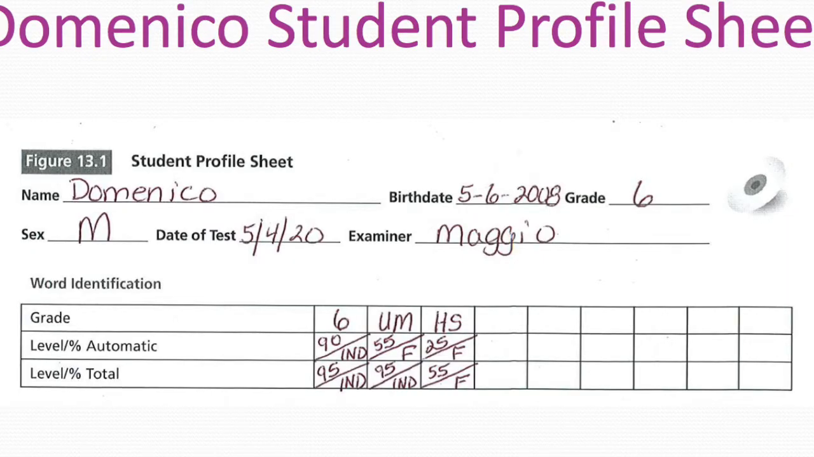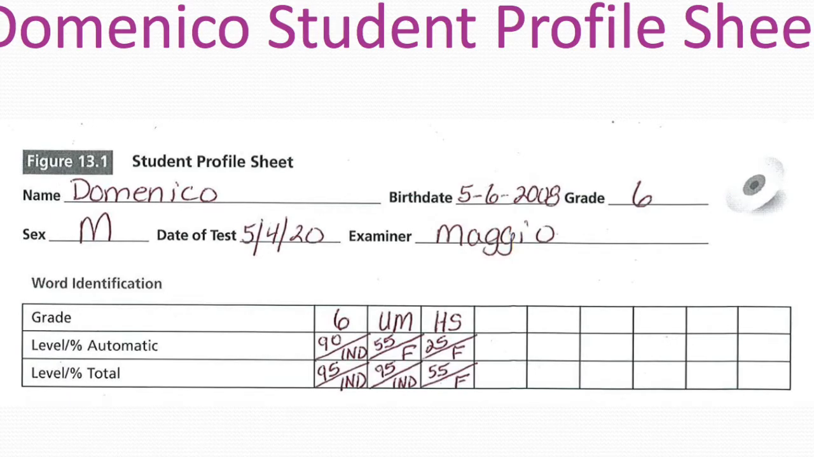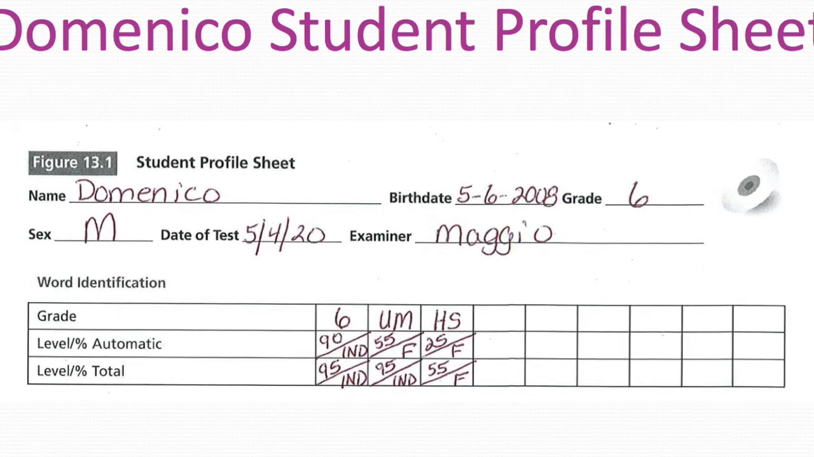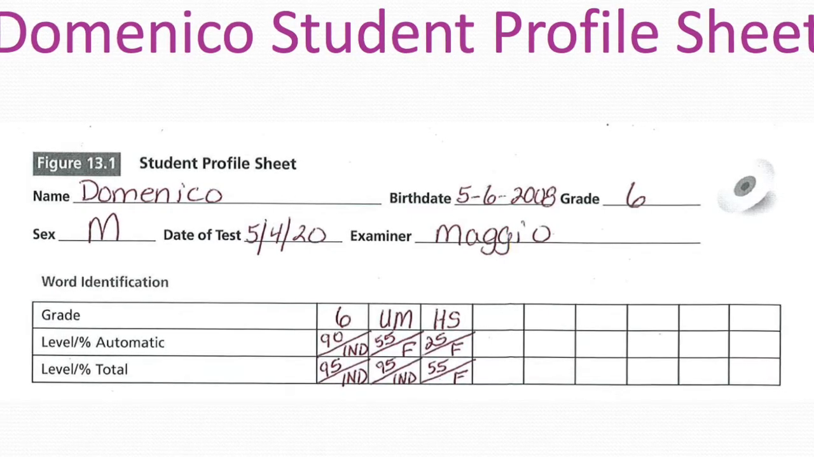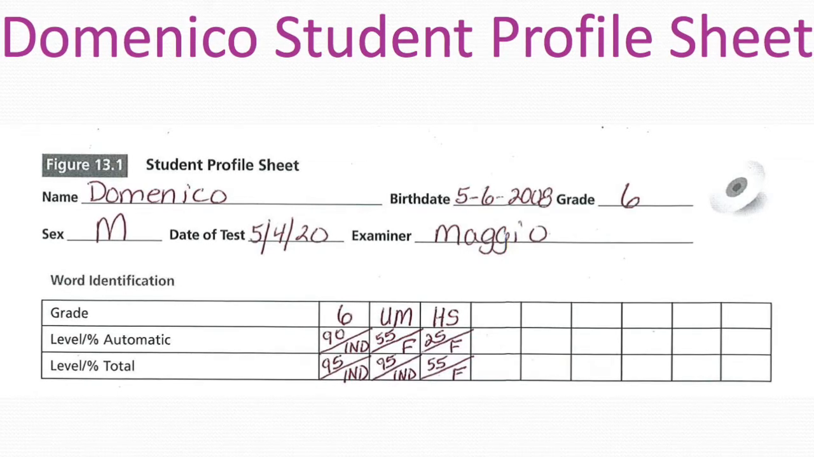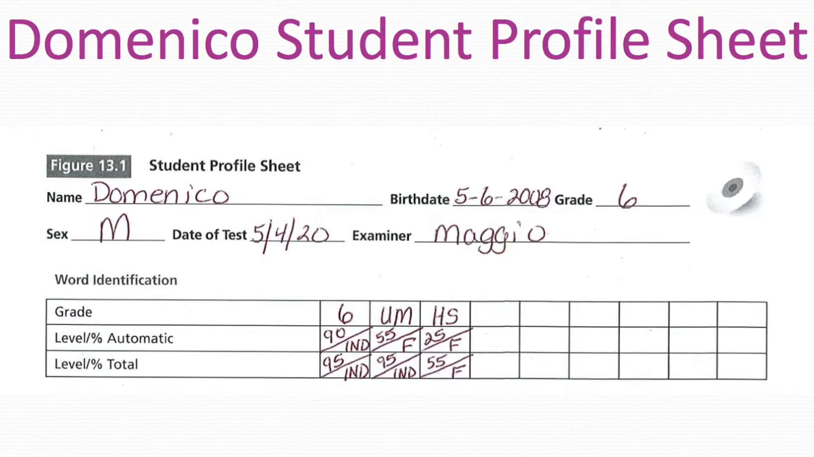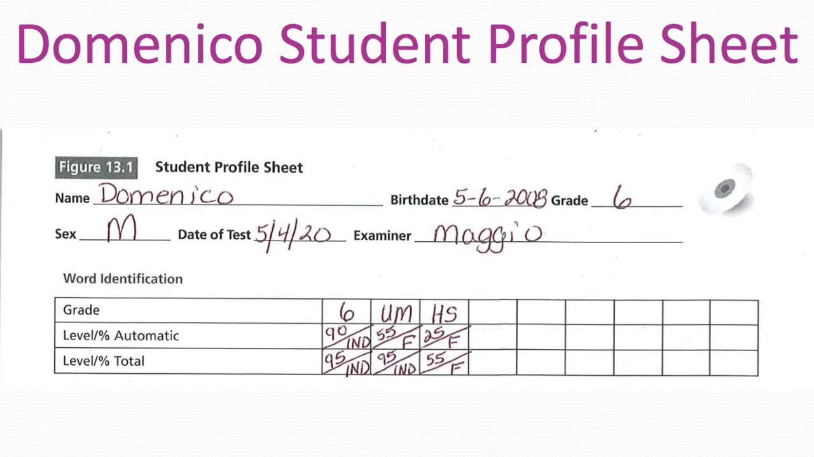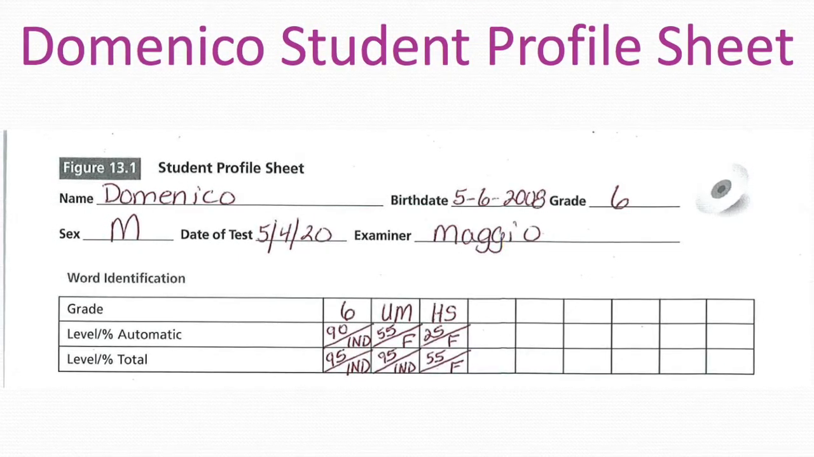So on the student profile sheet, you can see here that for the 6th grade level passage, I put a 6 in the grade portion. Below that, I like to draw a line diagonally to split that box. I like to put the percentage on top and the level below. That way I don't have to remember those percentages, because even though I've been doing this for 10 plus years, I just don't have those memorized.